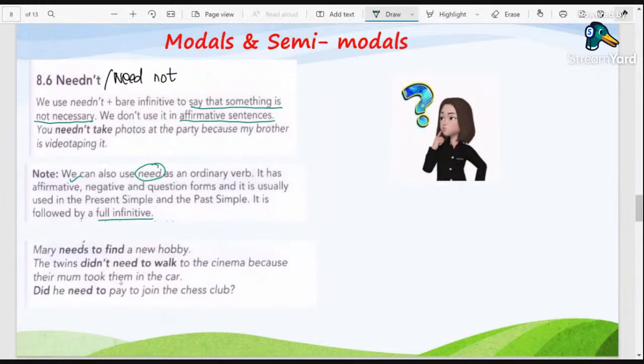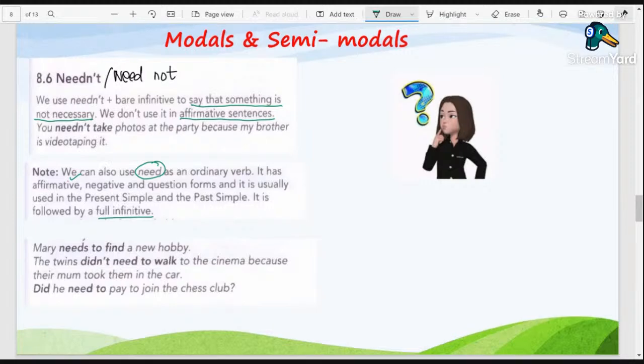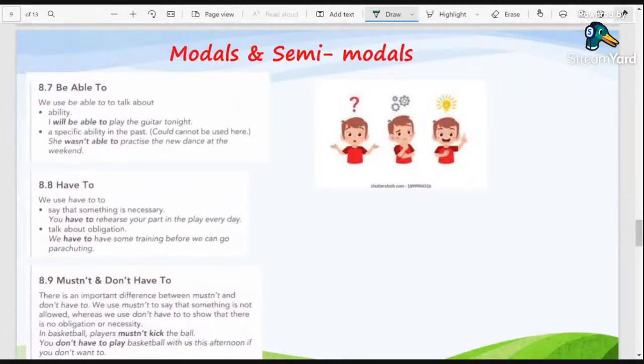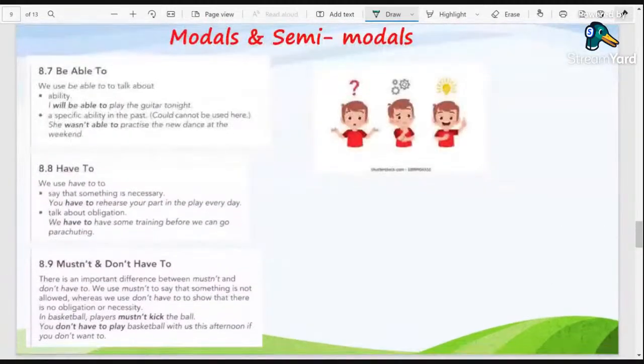Okay, the twins didn't need to walk to the cinema because their mom took them in the car. So they did not need to walk. Did he need to pay to join the chess class? Maksudnya adakah dia perlu bayar? Okay, I think quite simple also. And I think this is the last one.